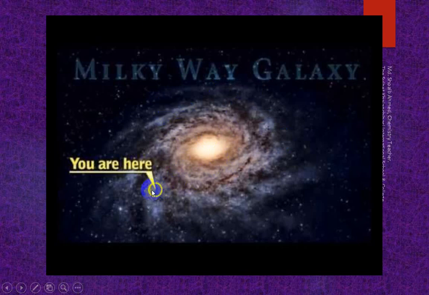Here is the solar system. In the solar system, the main star is the sun. Around the sun, 8 planets are revolving. One of the planets is Earth, where we live. This whole thing is the Milky Way galaxy, and this is one star. There are billions of stars.